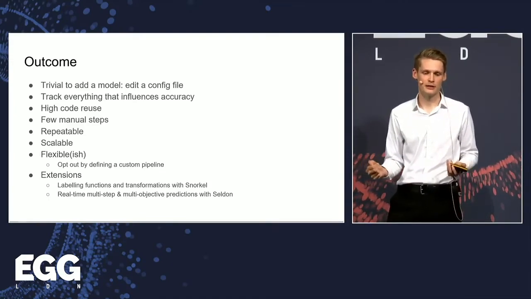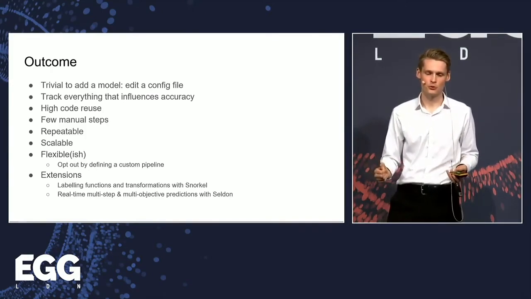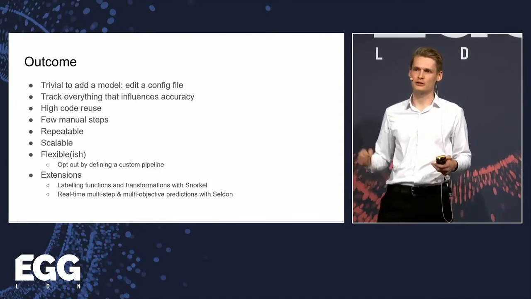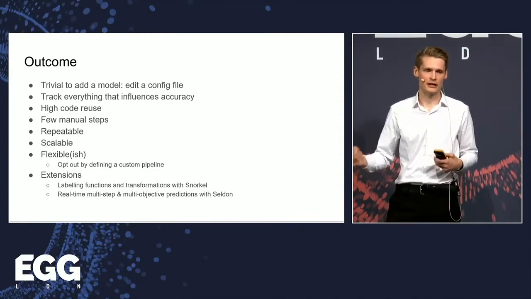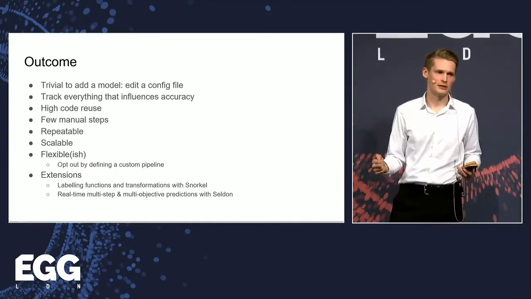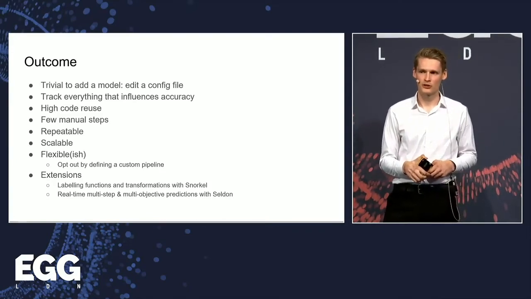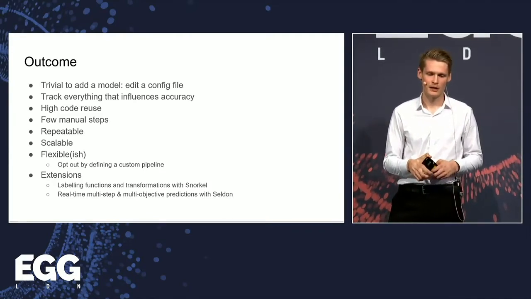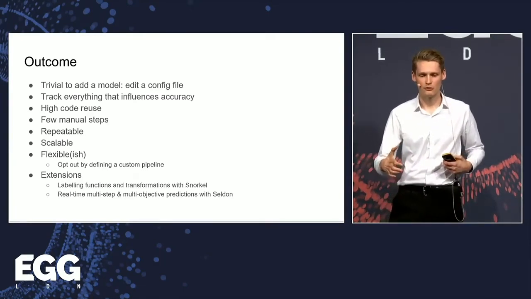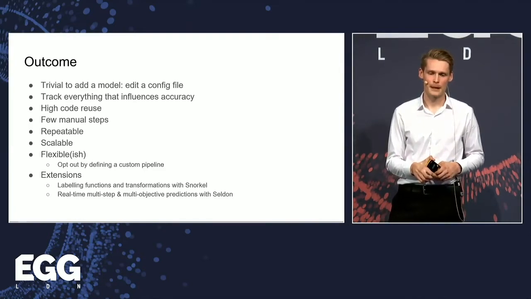There's a lot of code reuse. There's a few manual steps to put stuff into production. And since you always record the Git revision, which was used during the training of the pipeline, your experiments are repeatable because you basically record everything that was important to the execution of the pipeline. It's scalable in the sense that the preprocessing runs across all CPUs of your machine, and it can be run across a cluster of machines.